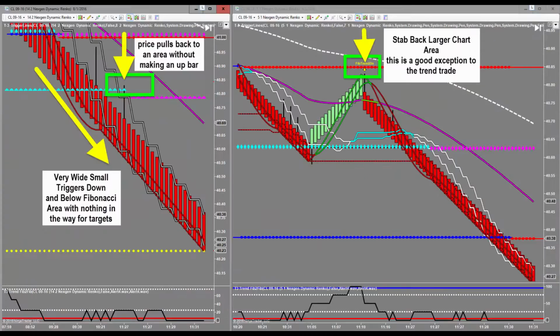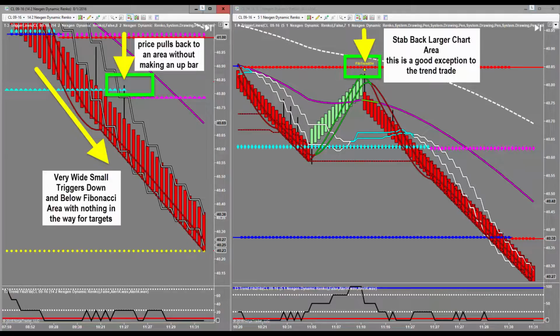So we'll take one more example look, and you can see pretty clear to see, obviously, after the fact. I want you guys to be able to see this as it's happening. Very wide, small triggers to the downside on our large chart, well below our Fibonacci area, well below the synthetic triggers, everything below Fibonacci support. Price pulls back to the bottom of support, which is going to eventually turn into resistance on the large chart. And this is where we get a little bit further.